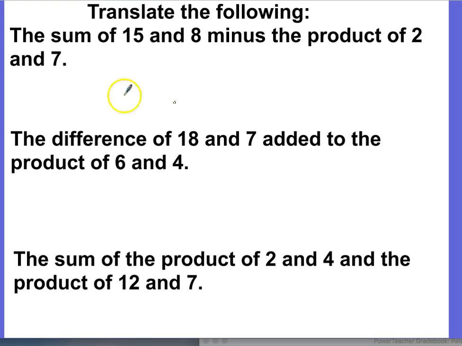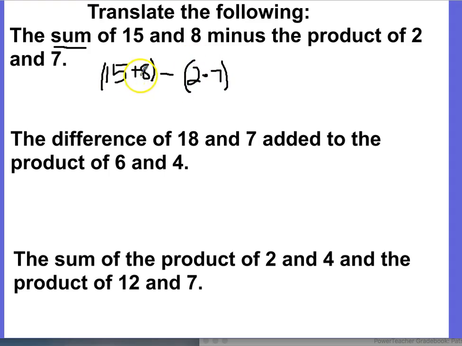Okay, so let's see how you did with the translations. The sum means I'm going to be adding, and I want the sum of 15 and 8. So I have the sum of 15 and 8. And that's going to be minus the product of 2 and 7. Product means I'm going to be multiplying. Product of 2 and 7.